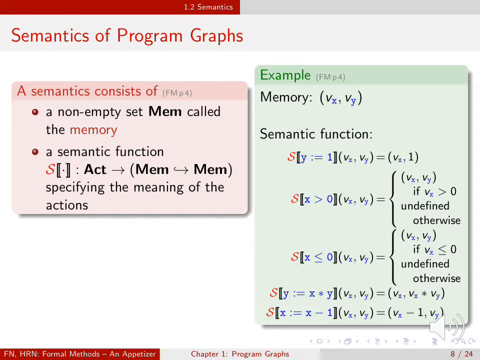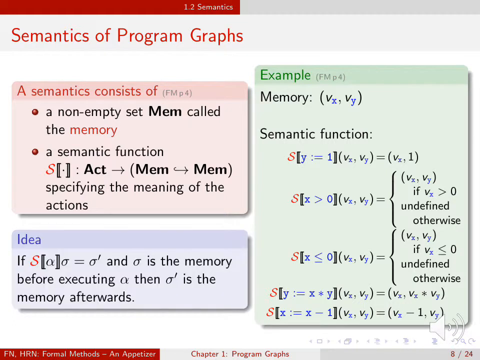Generalizing from the example, a semantic consists of two components. One is a set Mem called the memory. Another is a semantic function which to each action describes how a start memory is translated into an end memory. The function may be undefined if the action cannot be performed for the start memory. This is what the hooked arrow indicates. We write that the semantics of the action alpha and the start memory sigma gives the end memory sigma prime. Here, alpha is a Greek letter A and sigma is a Greek letter S.